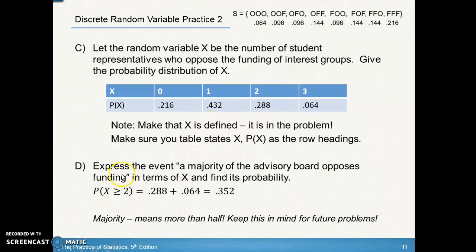We have 2 or more oppose the funding. So we have the probability of 2 plus the probability of 3. Add those together to get 0.352. So just remember that majority means more than half. Keep this in mind as you're answering questions in your homework assignments and in your tests and quizzes.